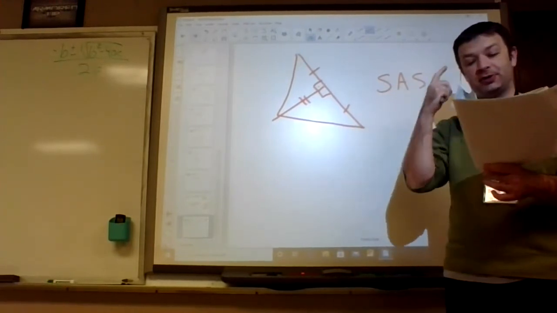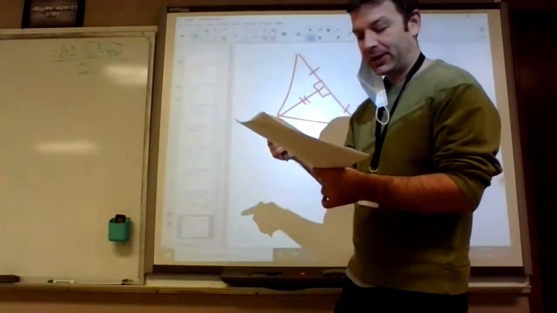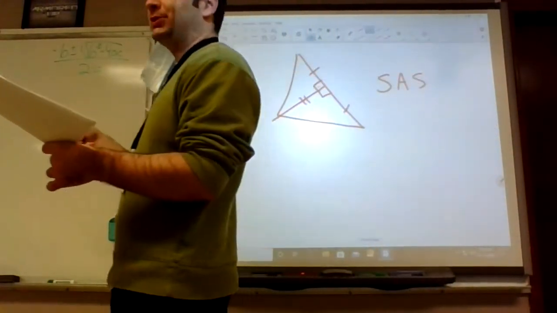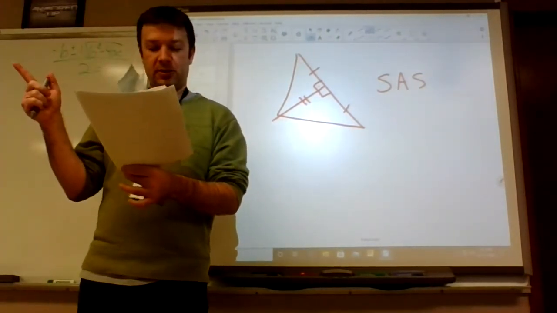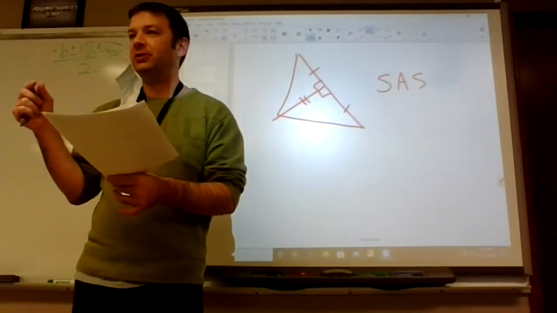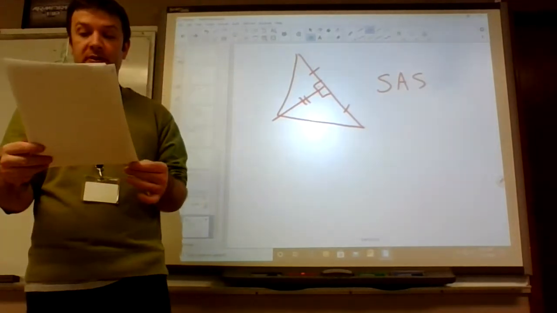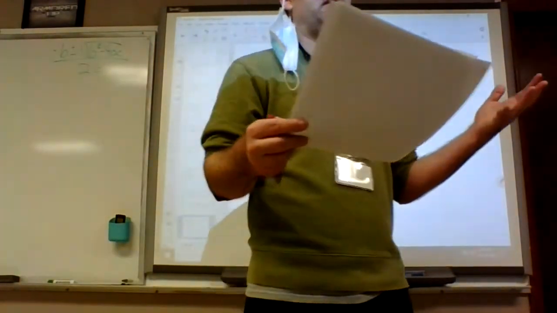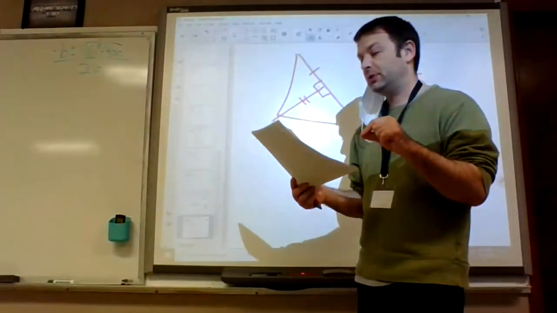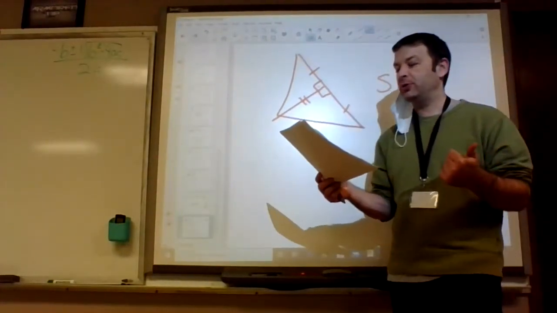Also number 9 and 6 are almost identical. 9 was angle, angle, angle. That's not one of them. What's another one that was not? What about that one? Well, you have to have a hypotenuse or a leg. So you don't have any sides for number 9 or 6. Side, side, angle, that's not one of them. Number 2 looks like side, side, angle, so that wouldn't work.